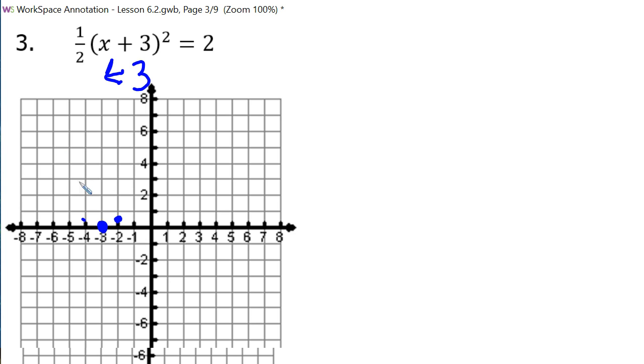If I go over 2, what is 2 squared? 4, what's half of 4? 2. So over 2 and up 2. If I go over 3, what is 3 squared? 9, what's half of 9? 4.5. So over 3, up 4.5. If I go over 4, what is 4 squared? 16, and then half of 16 would be 8. So over 4 and up 8.